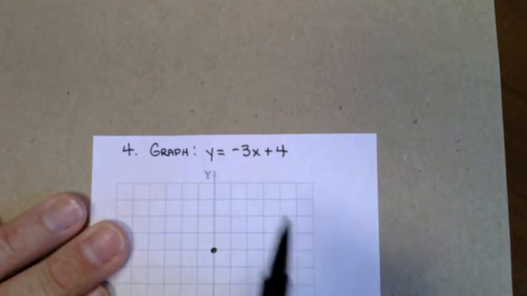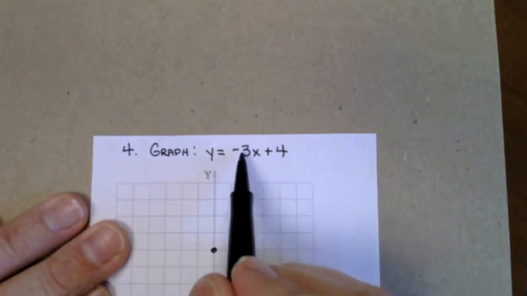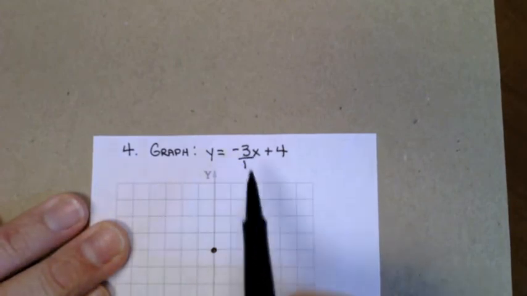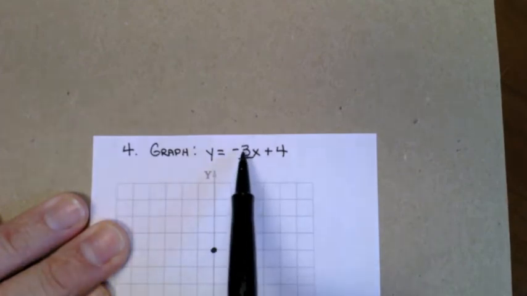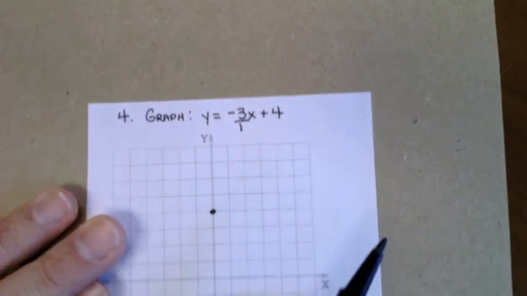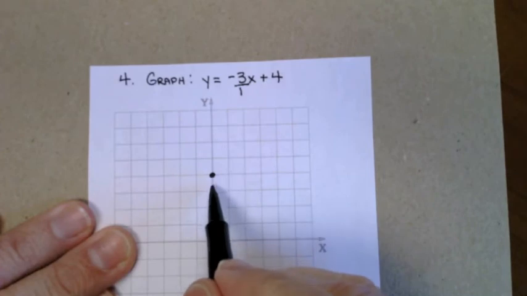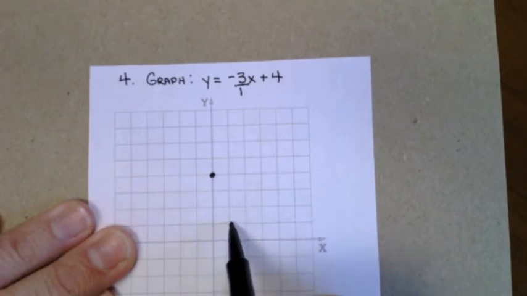Then I use my slope. My slope needs to be written as a fraction. To write this number as a fraction, I put it over 1. This is telling me to go down 3 over 1. So I'm going to do that for this point. I'm going to go down 3, 1, 2, 3 over 1.